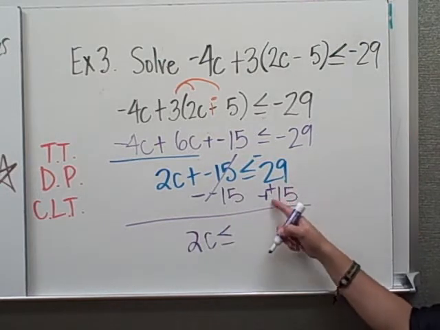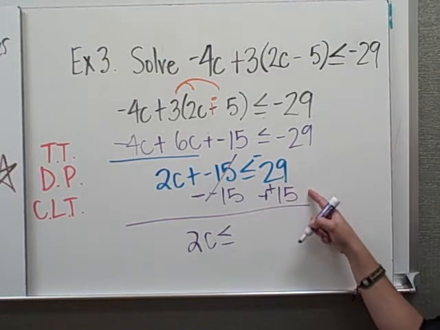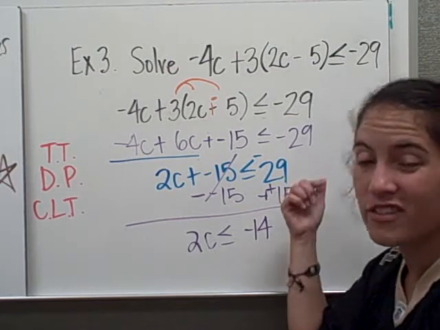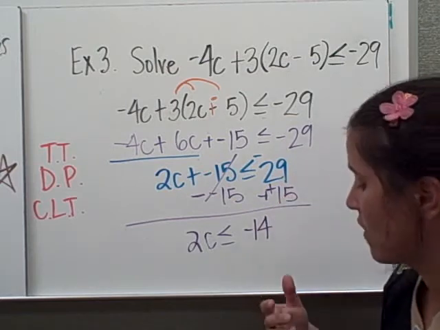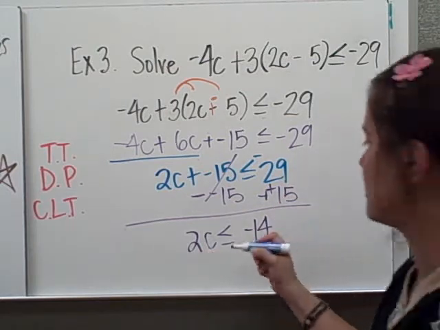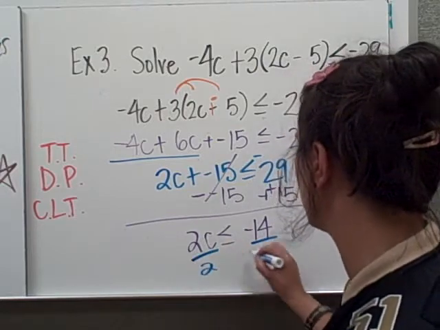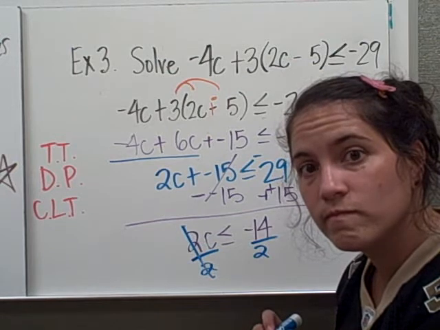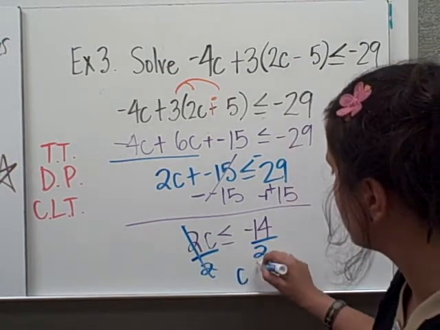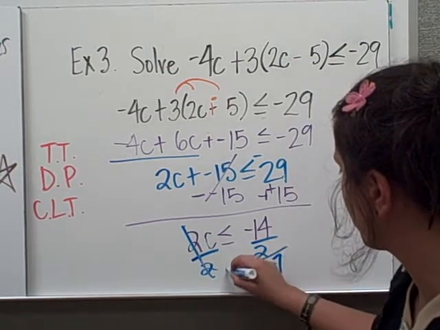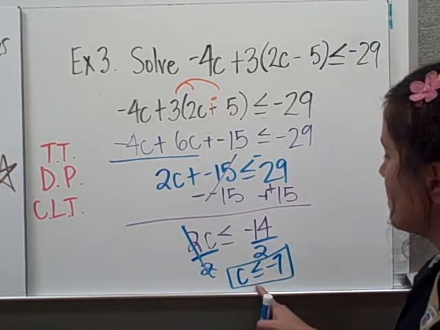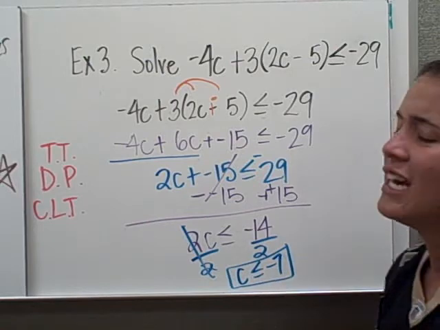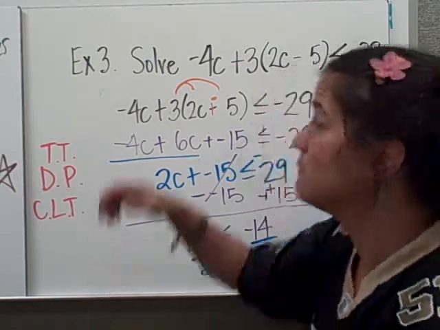Negative 29 plus 15 is going to give us a negative 14 because they're different signs, so we subtract. My very last step, I'm going to divide both sides by 2. Did I divide by a negative? No. So my inequality symbol stays the same, and c is less than or equal to negative 7. Sorry about that mess up. I'm sorry.